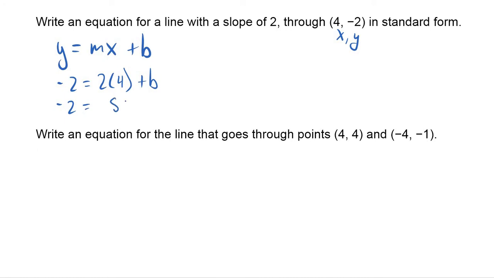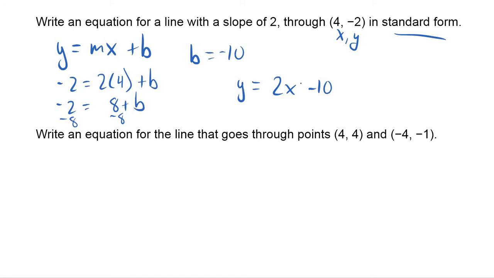So negative 2 equals 8 plus b. Let's subtract that 8 over. Hey, b equals negative 10. Now I know my equation. So it's y equals 2x minus 10. That would be usually just fine with me.